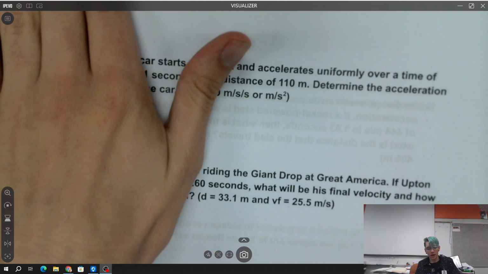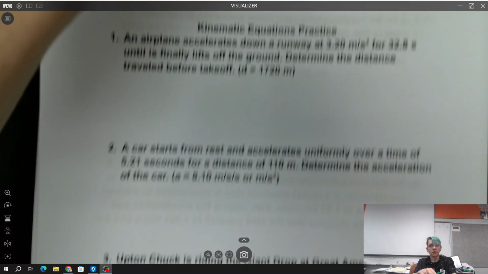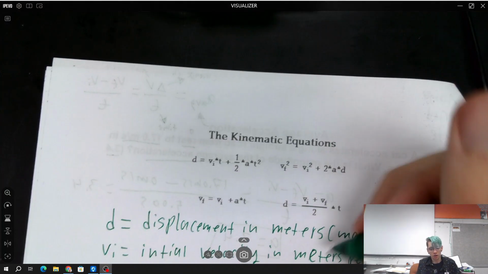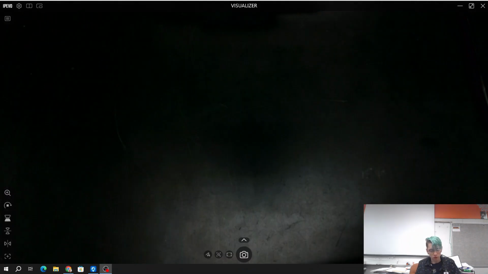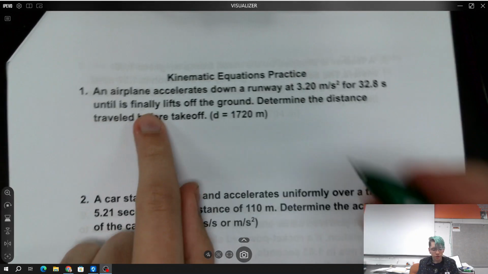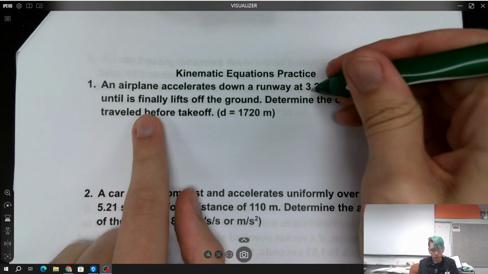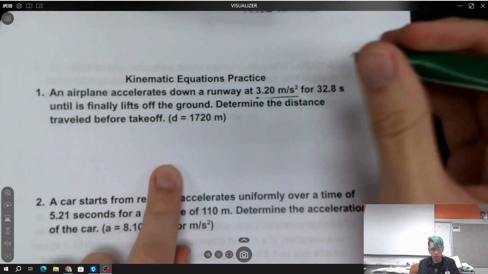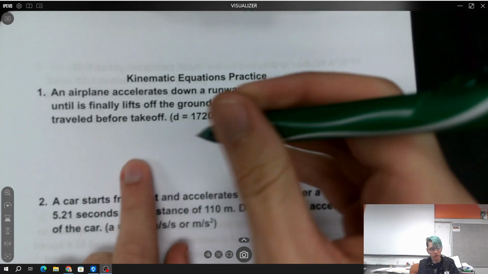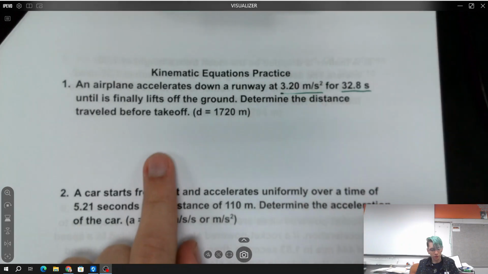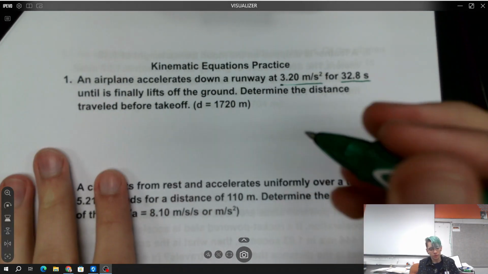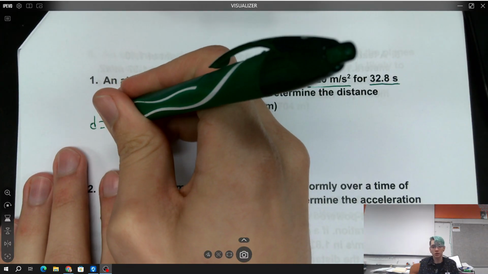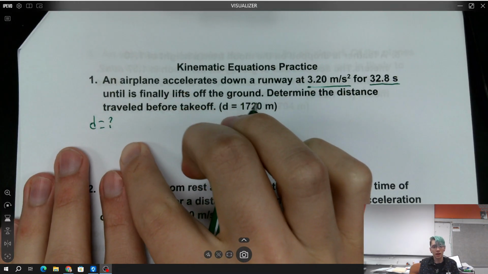Now here's where we actually get to do these kinds of questions. So we get to choose one of these equations to guide us on each of these questions. So let's label what we have. An airplane accelerates on a runway at 3.20, and that's an acceleration, for 32.8 seconds until it's finally able to lift off the ground. Determine the distance before takeoff. So we don't have the distance or displacement, so that is what we're searching for. So it may be best to find an equation that has this already solved for.